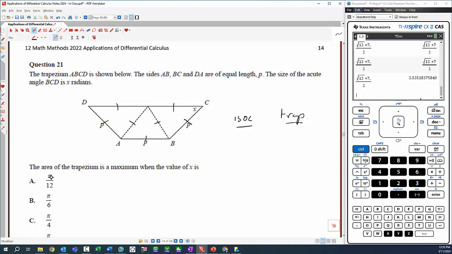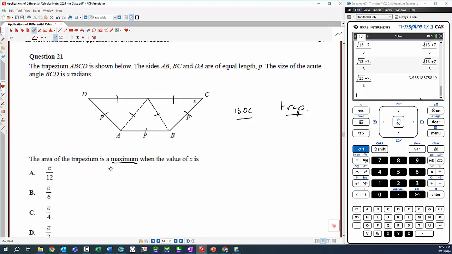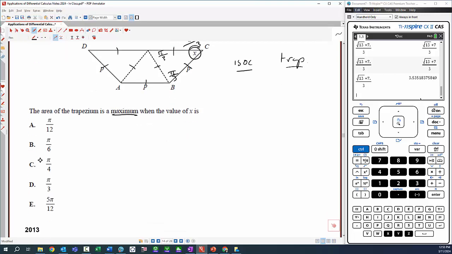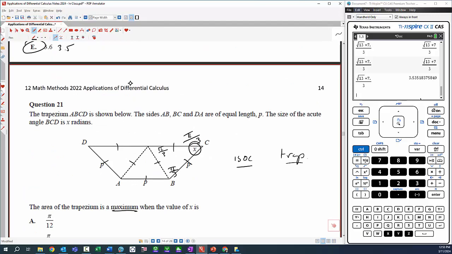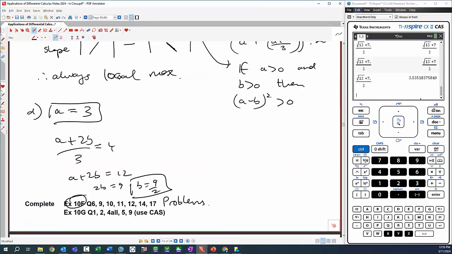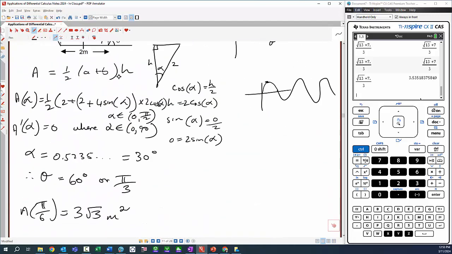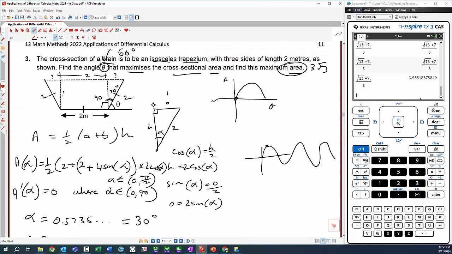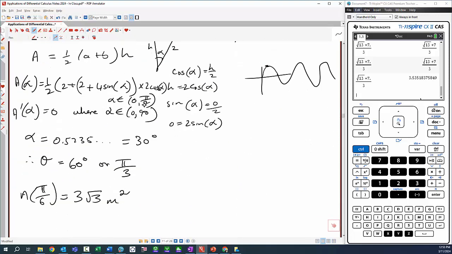So the area when the trapezium is a maximum, we know that has to be 60 degrees or pi on 3. Okay, pi on 3, pi on 3. So we can just write the answer down, it's just D. Right, so as long as you know that that's the case, but again, if you want to work that out mathematically, you need to go back to where we did that question earlier, which involved that. Right, so it's basically the exact same question.